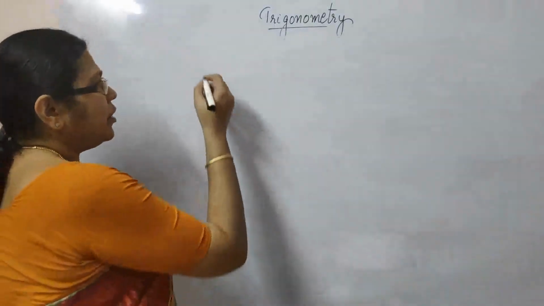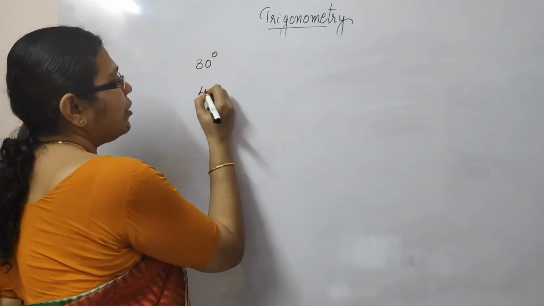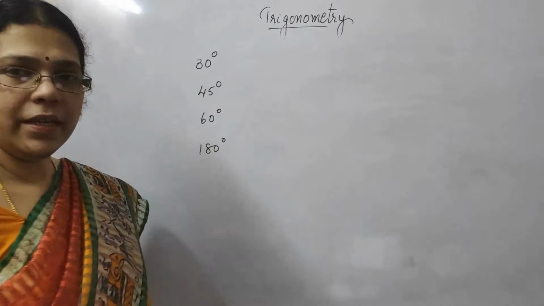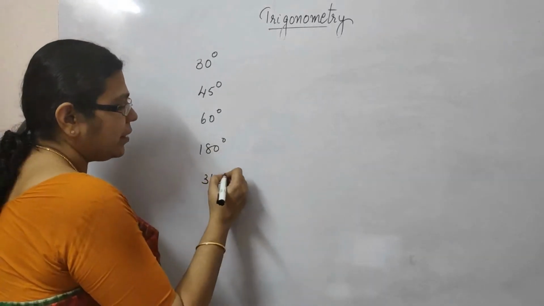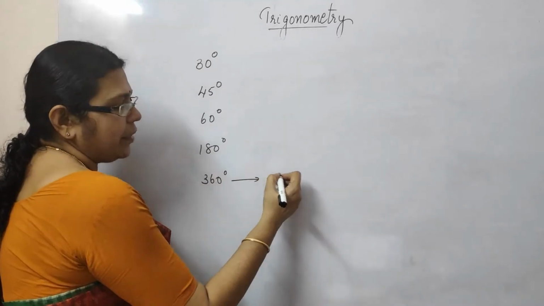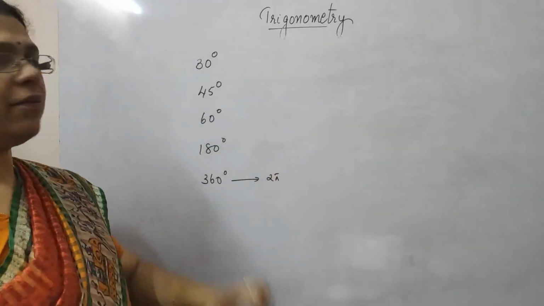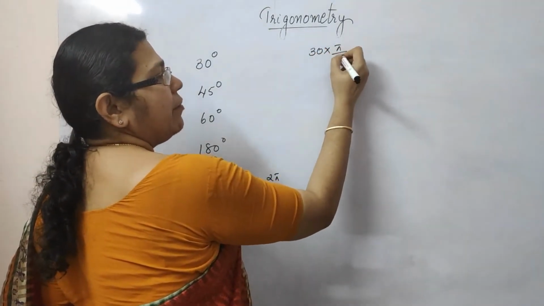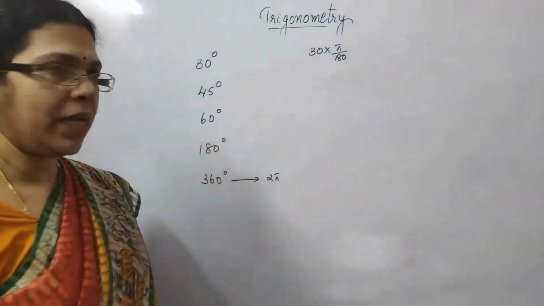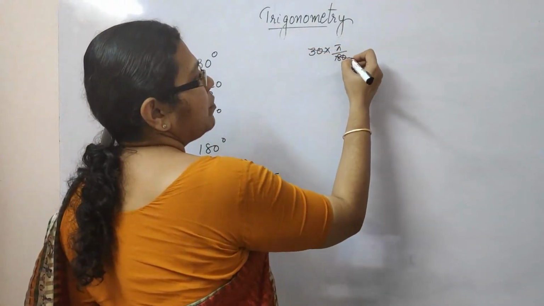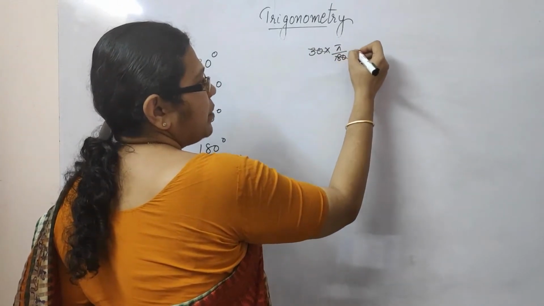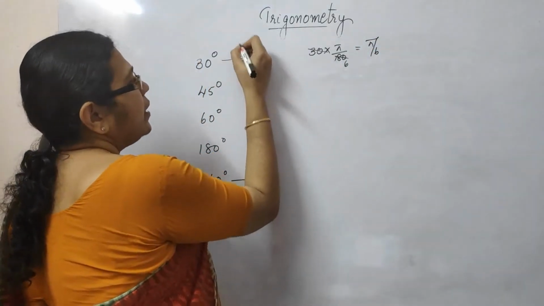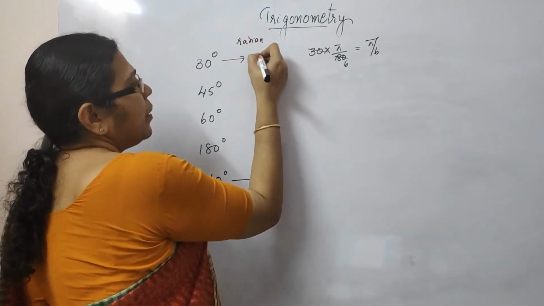You are familiar with the degree measures 30 degrees, 45 degrees, 60 degrees, right? 180 degrees. Okay. Now, 360 degrees I have discussed. How many radians is that? 2 pi radians. Okay. So, now let's see how to convert 30 degrees into radians. Multiply by pi by 180. In radian measure, pi remains as it is. 30 goes into 180 6 times. So that gives you pi by 6. So the radian measure corresponding to this is pi by 6.